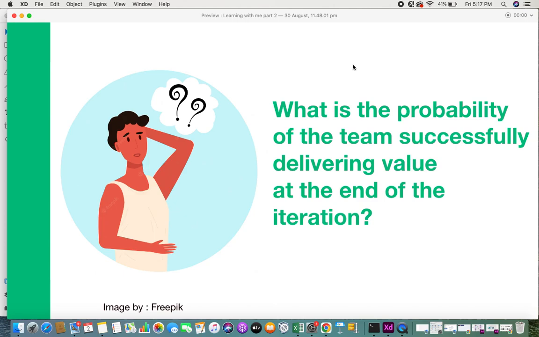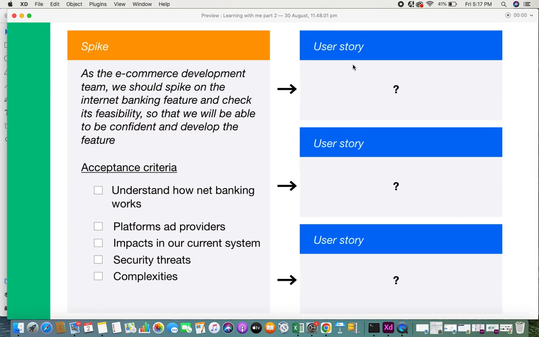And here is why. So let's say you have a spike along with its associated user stories. For example, there's an e-commerce website, and the team has to work on the feature of internet banking. Okay, so the team has no idea of what internet banking is, so this is kind of a complex epic, and I've taken a shot on that so you can view that video also. So it's a complex epic.